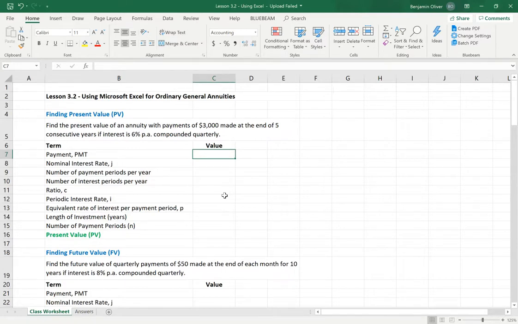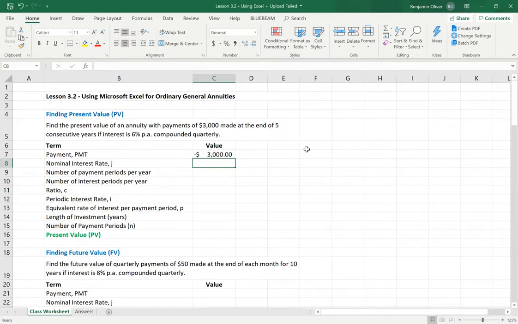So find the present value of an annuity with payments of $3,000 made at the end of 5 consecutive years if interest is 6% per annum compounded quarterly. So one thing to notice here, payments are at the end of the year for 5 years, but interest is quarterly. So our first item is payment, and remember, these items have to be inputted as a negative value to work in Excel, so negative 3,000.